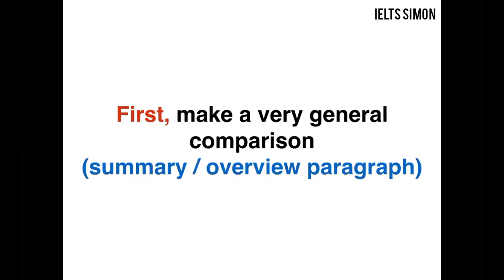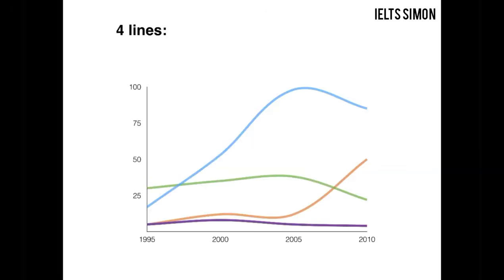I do this after the introduction as paragraph 2, but you could put the summary at the end. An example of this, if we take a graph with 4 lines, the overall summary would be something very, very general, like saying that the blue line is the highest overall, is higher than the other lines overall, in the whole period shown. Very, very general.